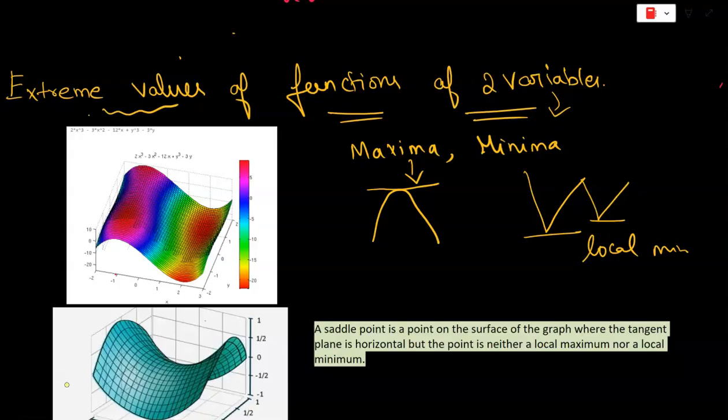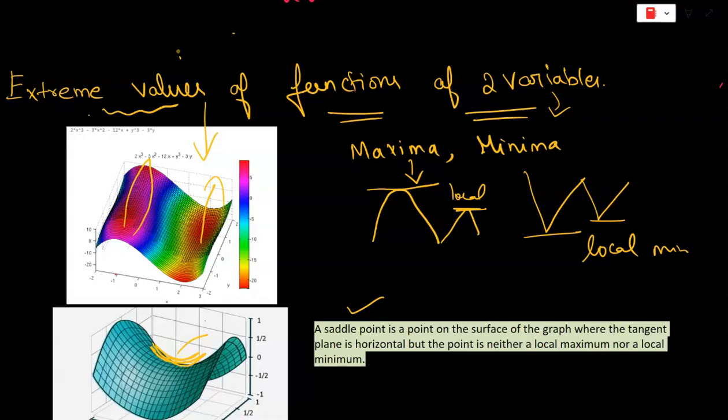Now it's a 2D graph, two variables means, see these graphs. Now if you see this part, this gives a maximum and this gives a minimum. In the same way, now see this graph, in between the maxima and minima, there is a point that comes like this. This will give you the saddle point. A saddle point is a point on the surface of the graph where the tangent plane is horizontal, but the point is neither a local maximum nor a local minimum. So this is a maxima and this is also a local maxima.